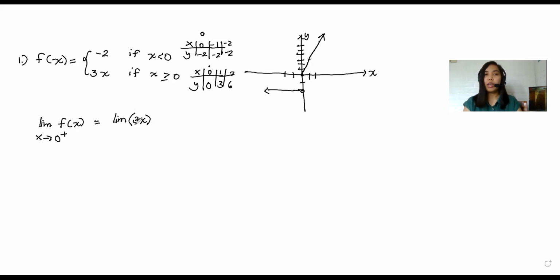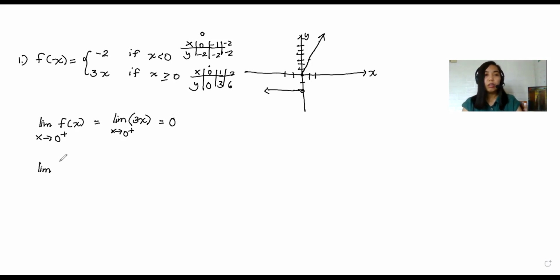Be careful in choosing the function, okay? As x approaches 0 from the right, we will just substitute 0 here. Therefore, the limit is 3 times 0, which is 0.